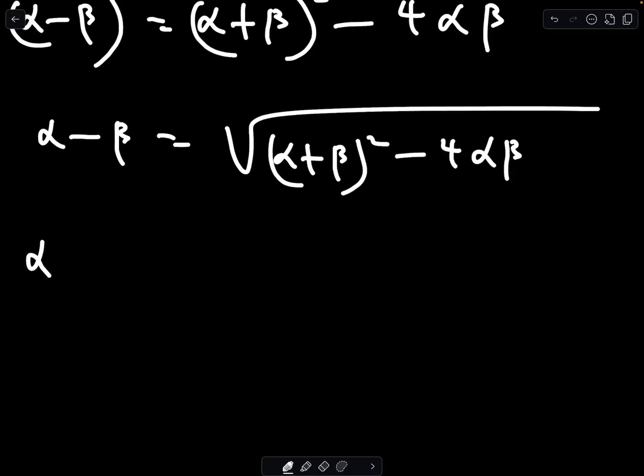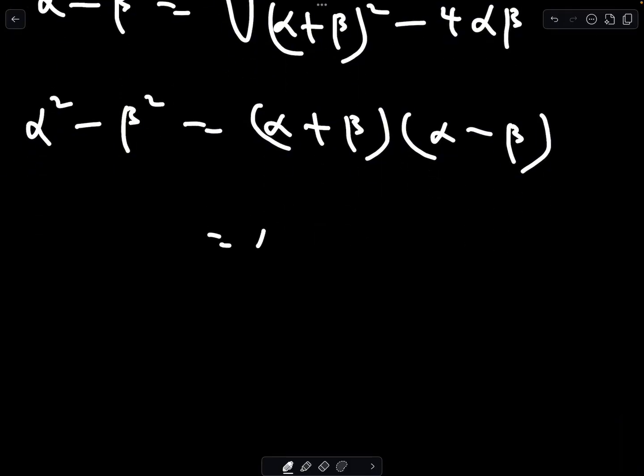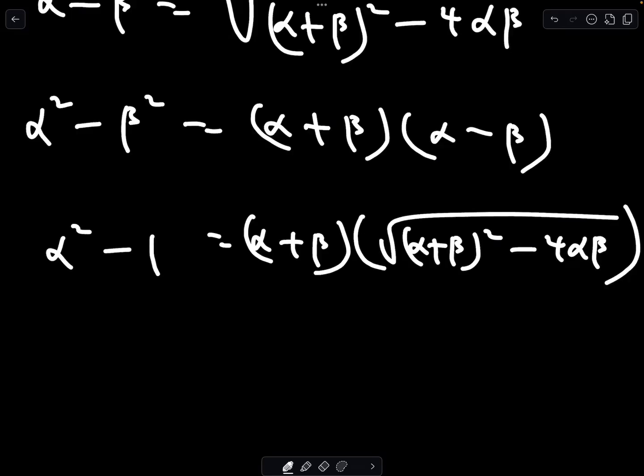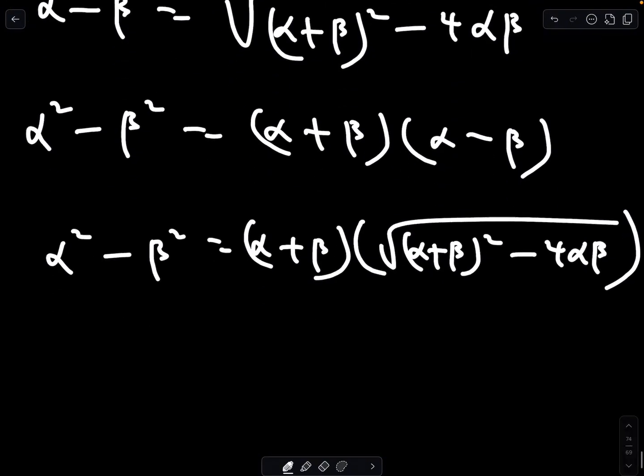So that therefore means alpha square minus beta square, which is the same as alpha plus beta times alpha minus beta, is equal to alpha plus beta times the square root of alpha plus beta all square minus 4 alpha beta. And that's the identity for alpha square minus beta square. Very, very simply. Now let's take a few more identities.